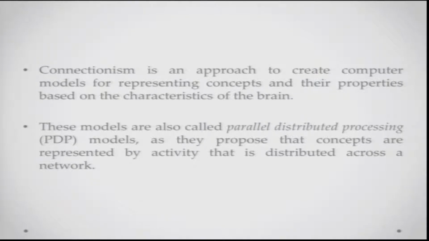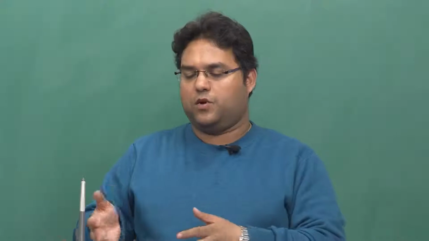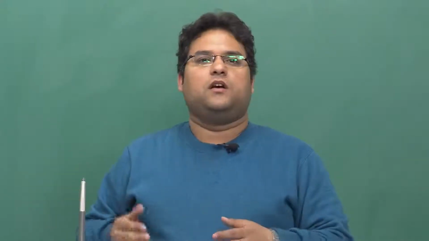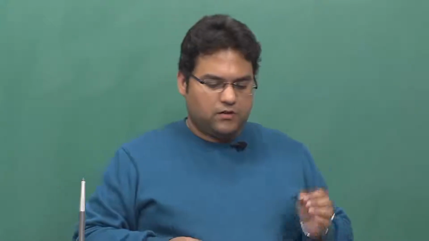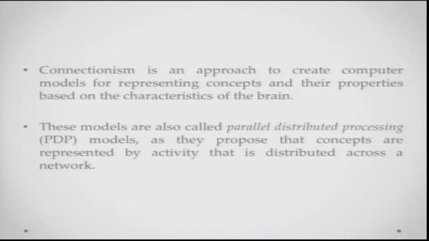So in that sense, you might say that this is more believable, and the results that the connectionist models would get might resemble, in some sense, human processing, as to how humans might be processing these concepts. Also, as I already mentioned, these models are called parallel distributed processing models because they propose that concepts are represented by activity that is distributed across a network.